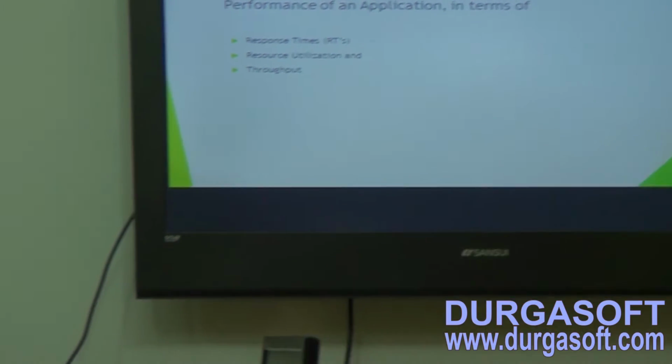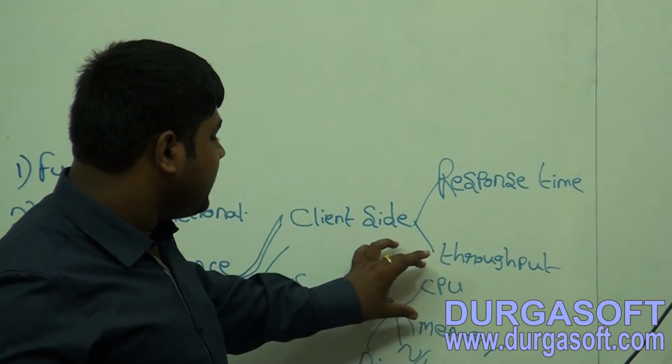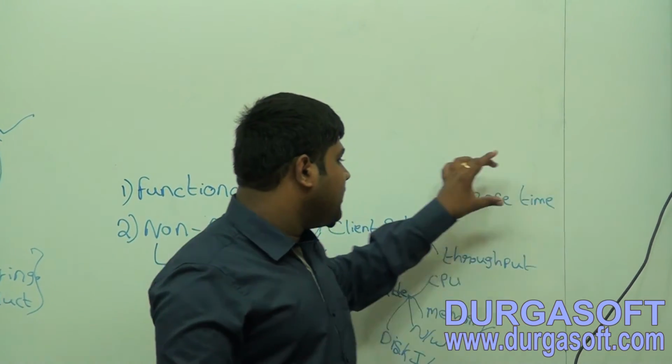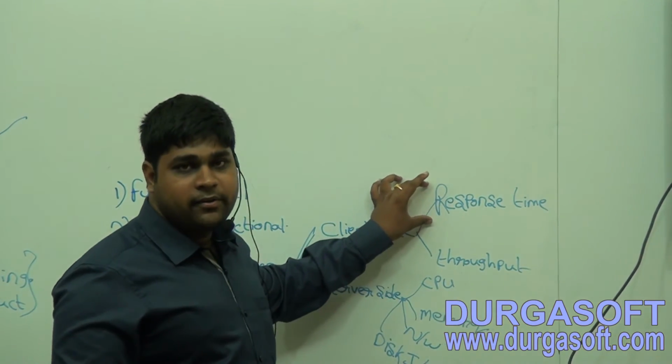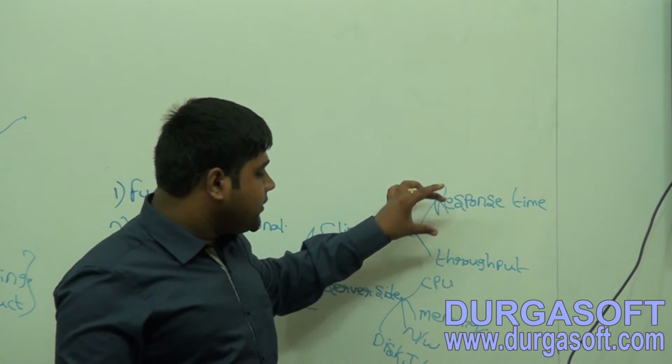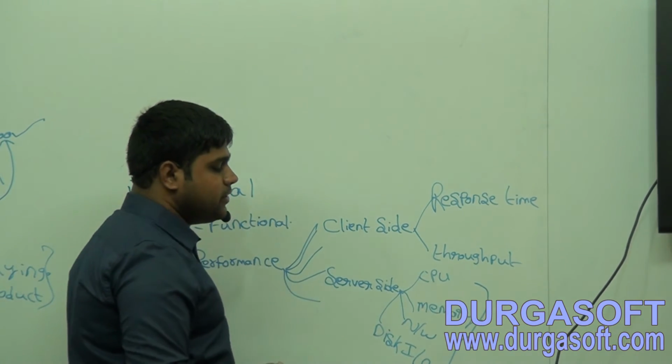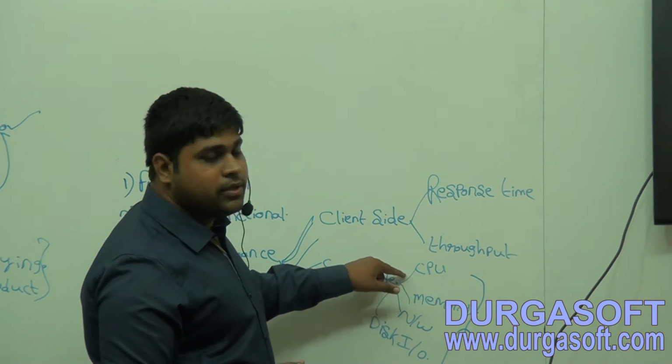On the client side, response time and throughput. On the server side, CPU, memory, network and disk. The response time is how much time it is taking for responding, and resource utilization means these are the resources, like CPU.